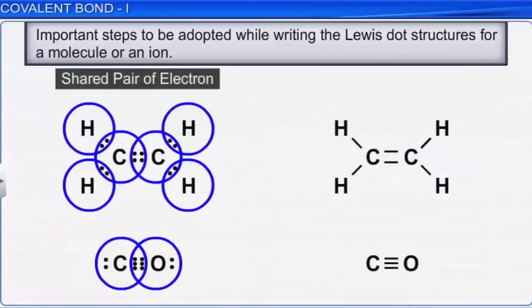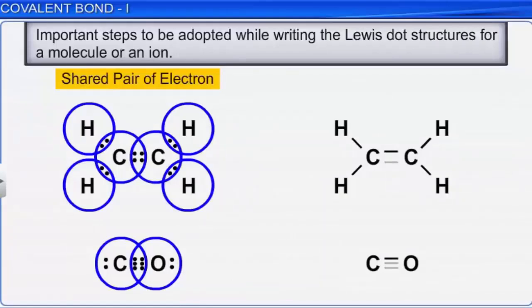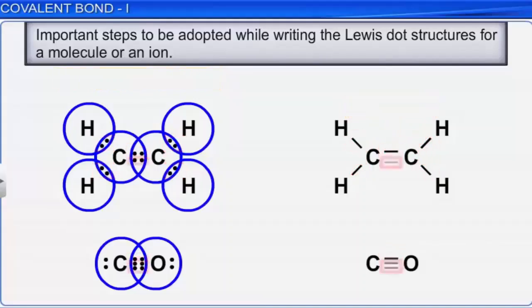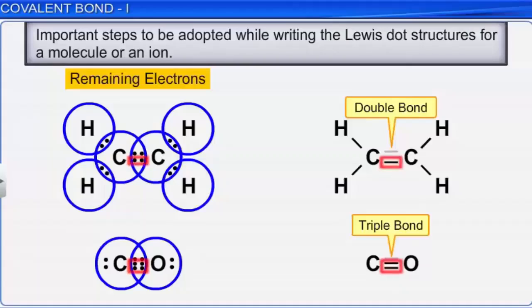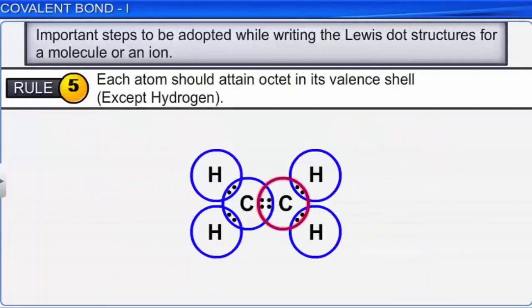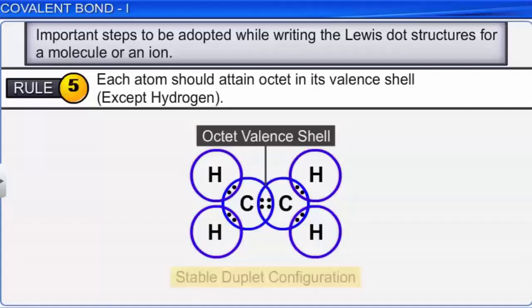Among the valence electrons available for bonding, a shared pair of electrons forms a single bond between two bonded atoms, and the remaining electron pairs present on the respective bonded atoms are either used for the formation of multiple bonds or remain as lone pairs. Finally, each atom should attain an octet in its valence shell, except hydrogen, which attains the stable duplet configuration.